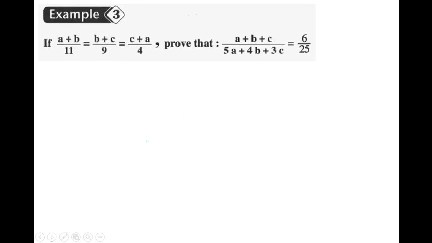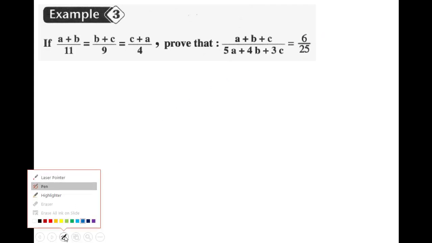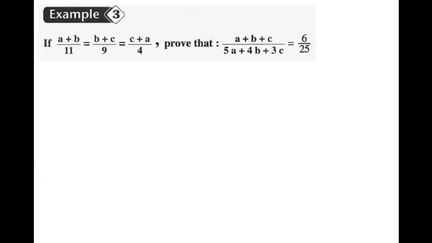Now let's do this example here. We have a plus b over 11 equals b plus c over 9 equals c plus a over 4. He wants to prove that a plus b plus c over 5a plus 4b plus 3c equals 6 over 25. Now, we have nothing to do here with the right-hand side because it's a number. We're going to work on the left-hand side. Now, how can we reach the numerator here from this stuff?